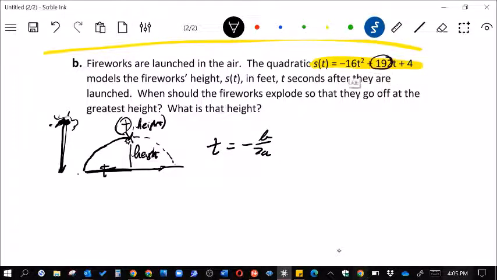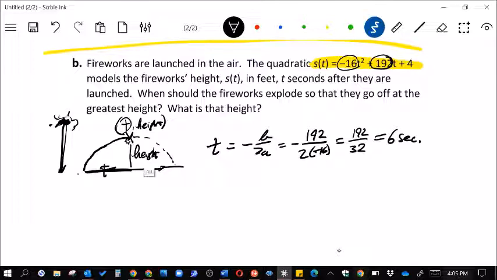Here we have the b and the a. So it's negative 192 over 2 times negative 16. The negatives cancel out, so we have 192 over 32. If you multiply 32 by 6, you get that. The time is in seconds, so it takes 6 seconds as it goes up.